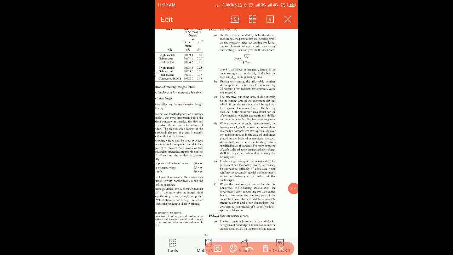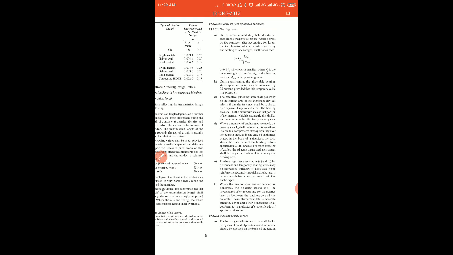Shall be replaced by a square of equivalent area. We have to convert circular area into a square area of equivalent. The bearing area shall be the maximum area of that portion of the member which is geometrically similar and concentric to the effective punching area.